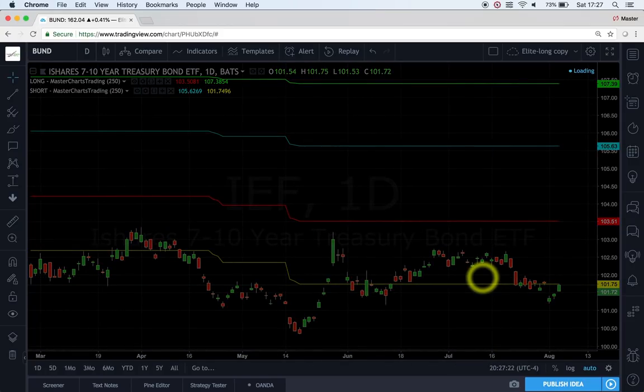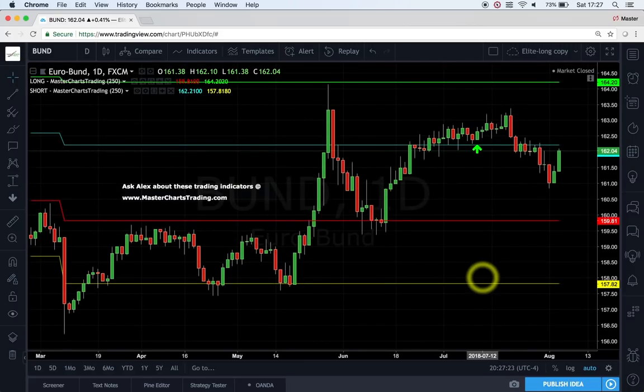And finally, I wanted to show this instrument. It's called BUND, which is a Euro bond. You can trade it in Europe or other non-United States places. So here what I see is a possible breakout on the 27th of June.